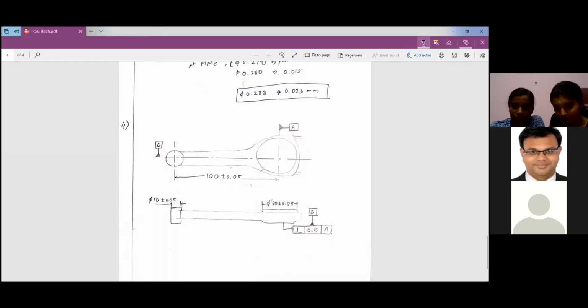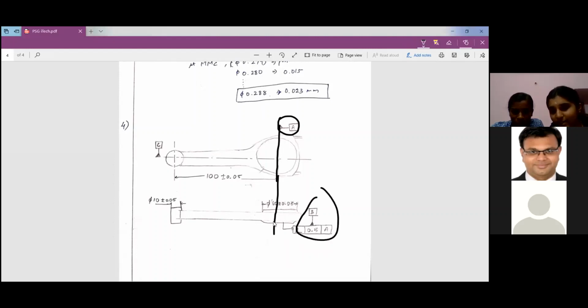Okay, you can explain here. Yes, sir. Usually we'll choose the surfaces which have more flatness, but in this connecting rod, we didn't find any surface which is perfectly flat. So we took the axis of this bigger side as datum A, and this surface as datum B. Okay. And we have given a perpendicularity tolerance for B with respect to A. Its value is 0.5.